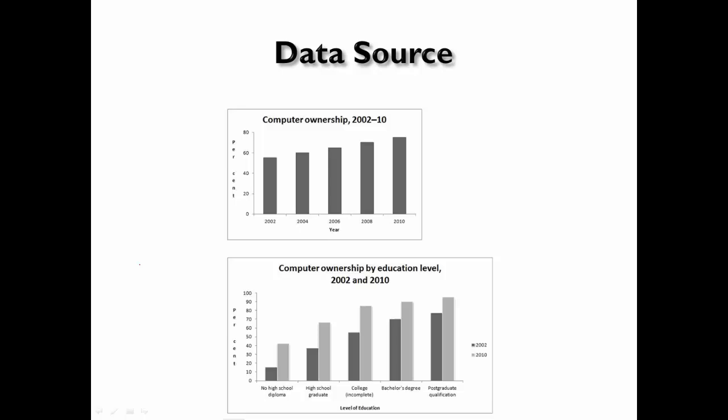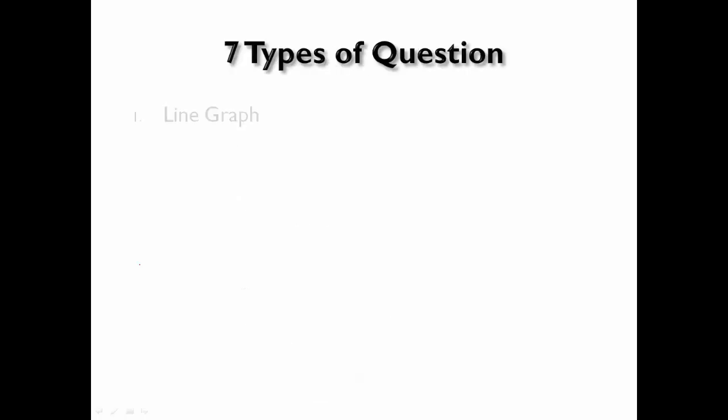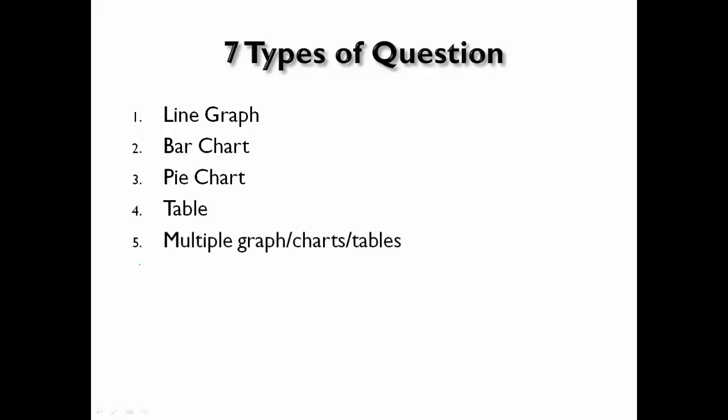Then we have a data source. So the data source will always just be data represented in a different way. So in this particular one, it is 2 different bar graphs. So it is data, it is numbers, and it is represented by 2 different bar graphs. Let's look at the other types. So the first one is a line graph. Second one is a bar chart. Third one is a pie chart. Fourth is a table. 5 is multiple graphs. 6 is a process diagram, and 7 is a map or maps.